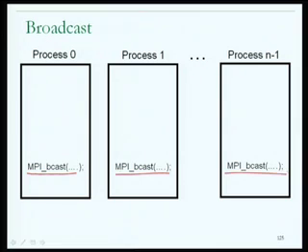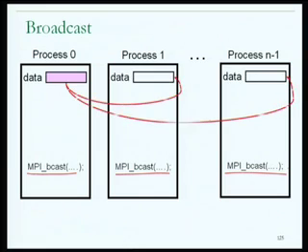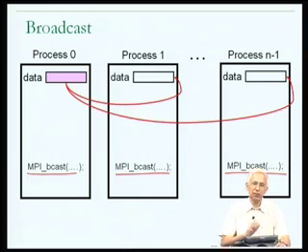And what this is going to allow me to do is communicate a single piece of data which is part of the address space of process P0 to all of the other processes with a single communication.